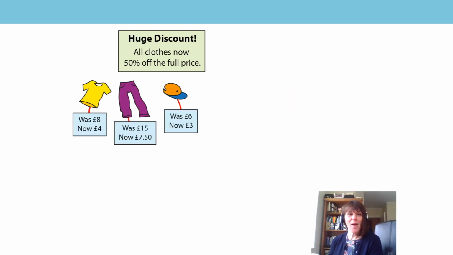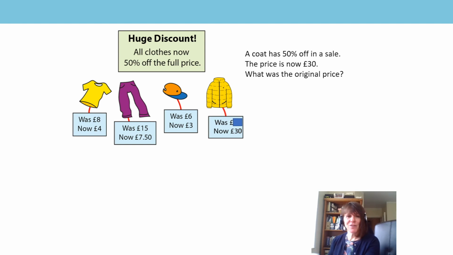Let's have a look at when a sale has 50% off the full price. Mrs. Chambers looked at this with you right at the beginning of this sequence of lessons on percentages. We've got a t-shirt here, and originally it was £8 before the sale, and then after the sale it costs £4 after the reduction had been made, and a pair of trousers that's half price and a hat that's half price. Can you see how I'm saying half price? That would be the same, wouldn't it, if a sale had 50% off the full price or if everything was half price. And a coat, 50% off.